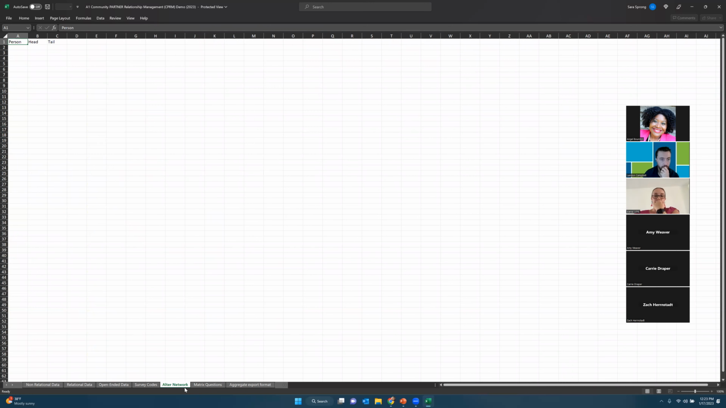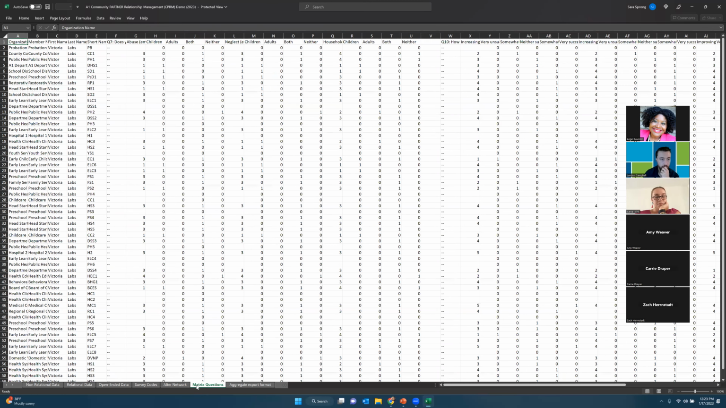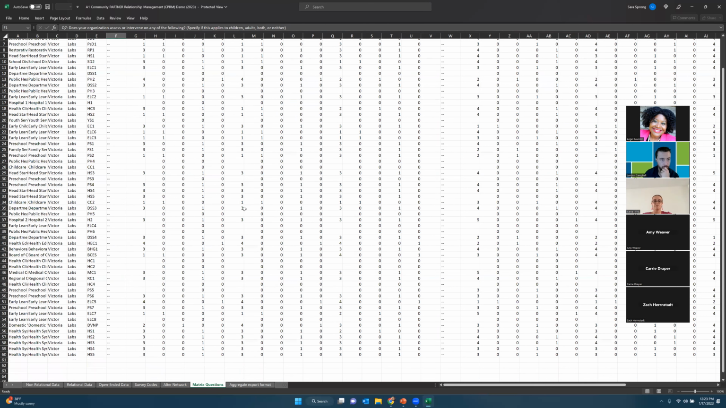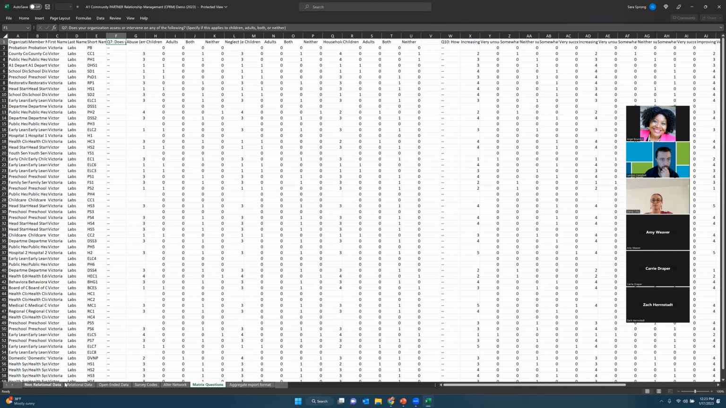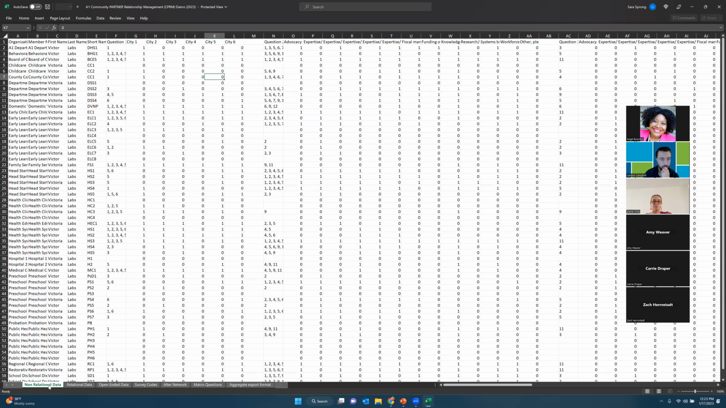Alter network is not going to really apply to your work. This is more for our Partner Me projects, so that will be blank in your project. If you asked any matrix questions, those will show up here, again very similar to how they're shown in the non-relational tab. So lots of fun things you can do in this data tab.